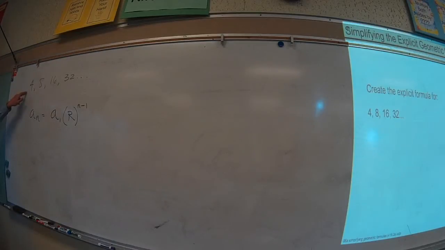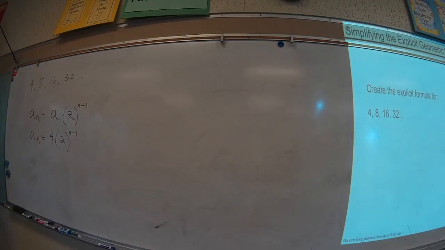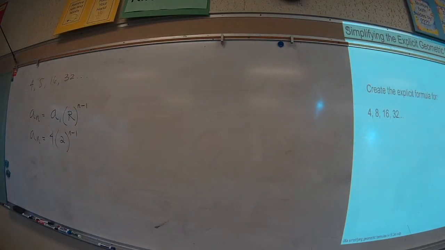So let's build the function for this. I need the value of the first term. So A sub n equals, Chris, what's the value of the first term? 4. Chris, what's the ratio? 2, and to the n minus 1. We have built the explicit for this. But there's a way to simplify this thing down. And that's what we're about to do.